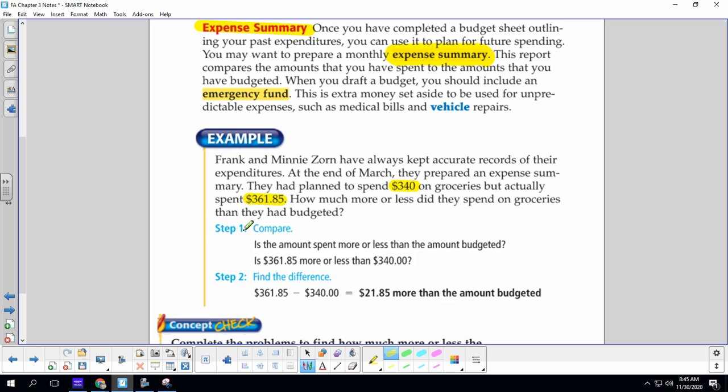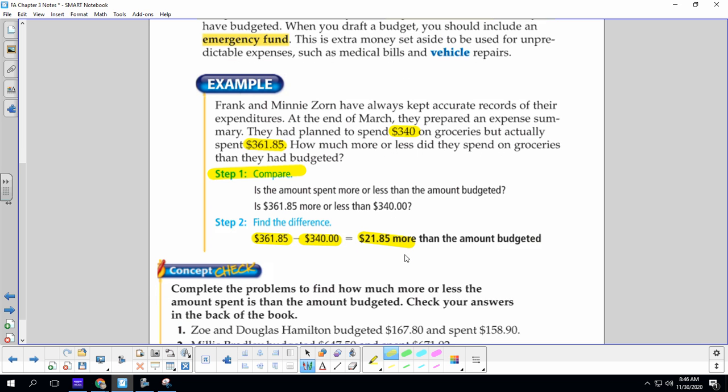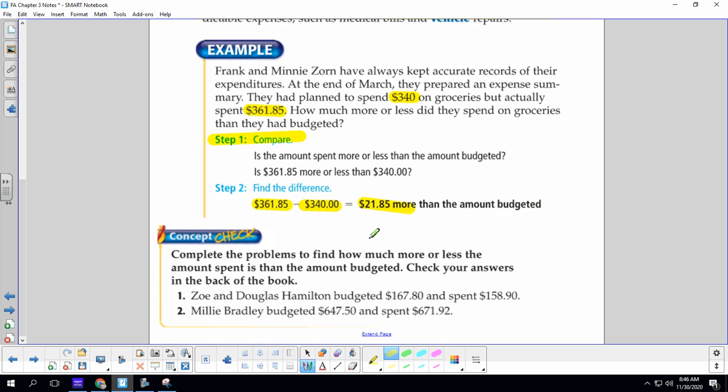So step one is to compare. So we're going to subtract $361.85 minus $340, and they spent $21.85 more than they budgeted. Here's the big word. When you are doing this assignment, you need the words more or the words less. So if they spent more, you say more, and if they spent less, you say less.